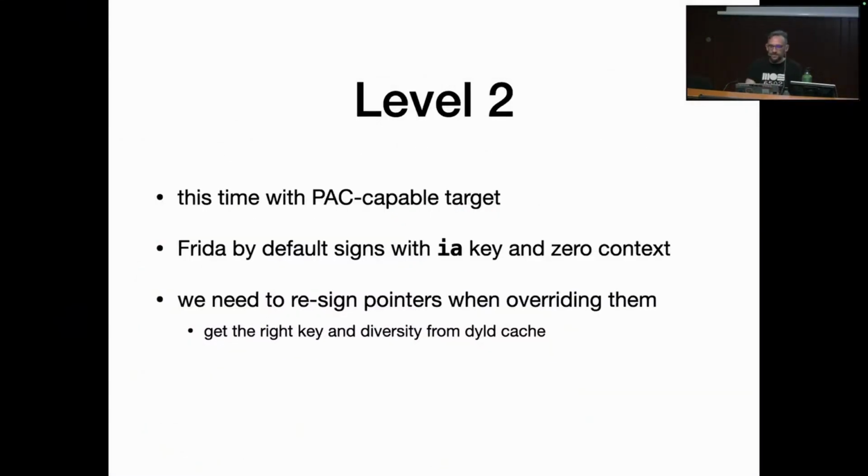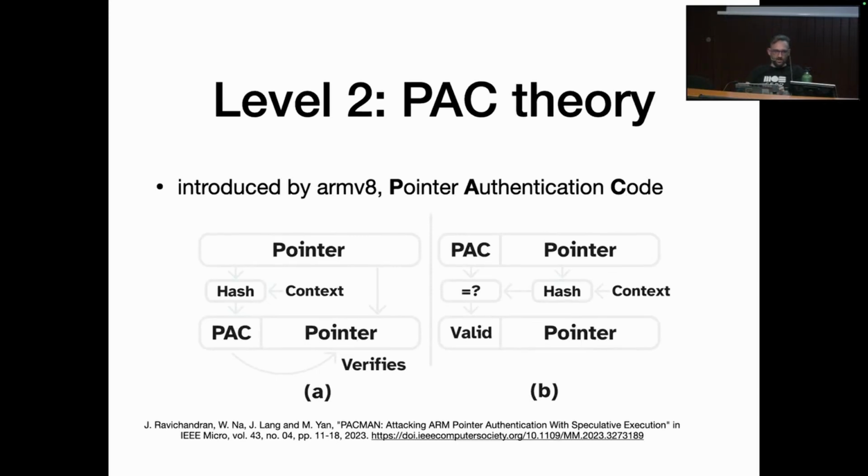Level 2. Now we know that we can replace pointers anywhere without violating code signing. The problem is that if your target is capable of pointer authentication, then you have to care about how you sign them, because if you replace a pointer, you have to do it in the same way that the caller is expecting, because that's where the verification of the signature happens. By default, Frida signs with the IA key and 0 context.